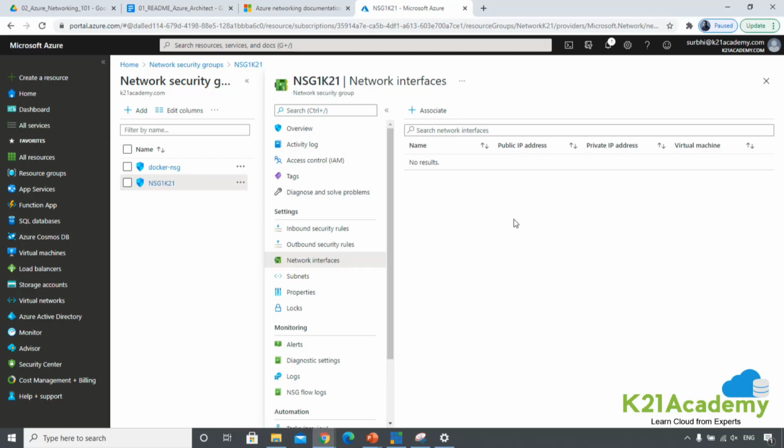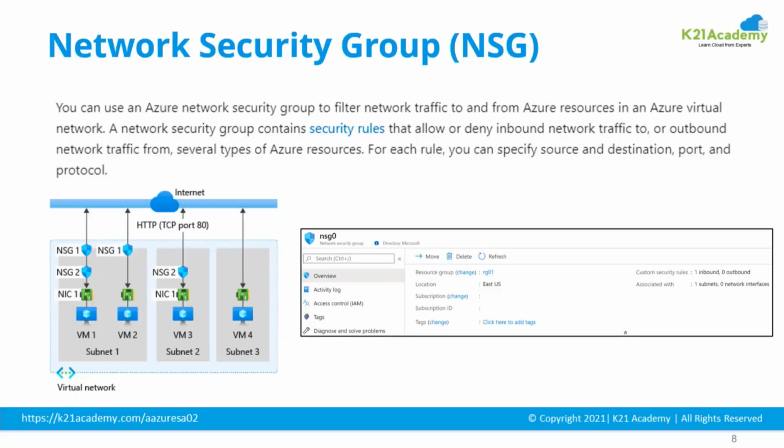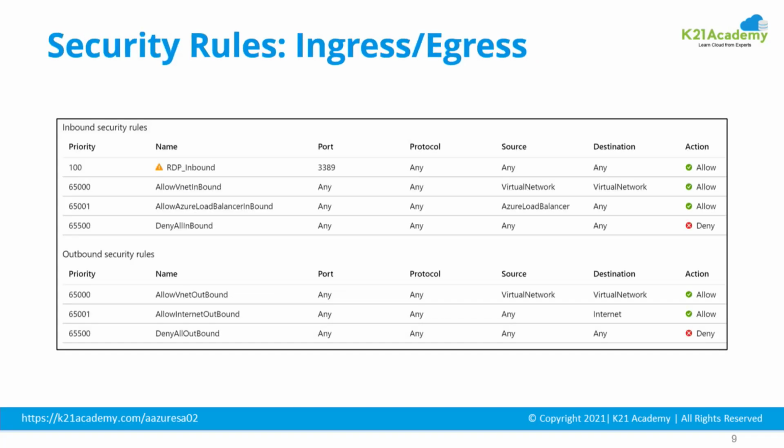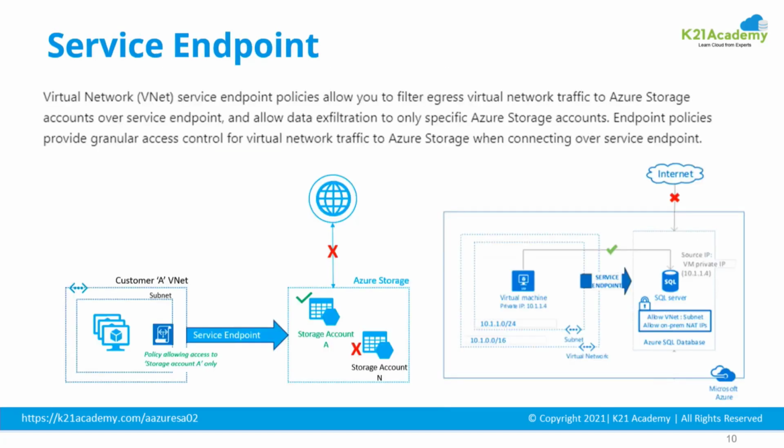So that is about firewall or your network security group. So network security group is a kind of a firewall at a network level, which will filter traffic going out or coming back in, and you can write these rules. Ingress incoming, egress outgoing.